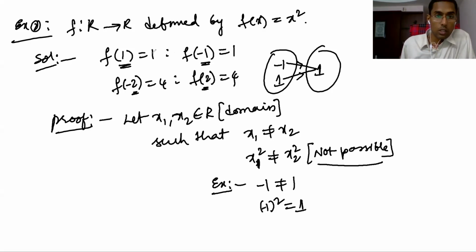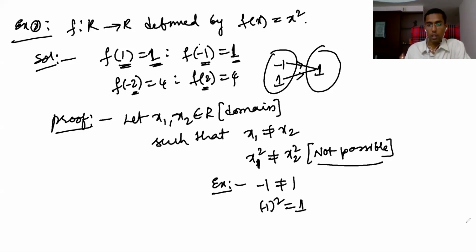See, simply you have to take an example like this. Two different elements have the same image. Different elements should have different images, but they have the same image. Therefore, it's not a 1-1 function. So now, how do you make it a 1-1 function in this case?